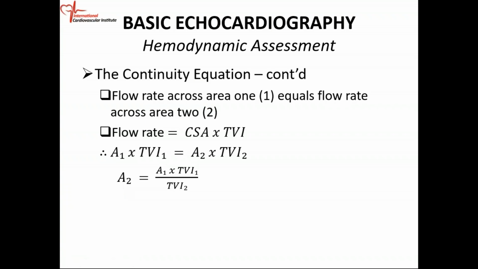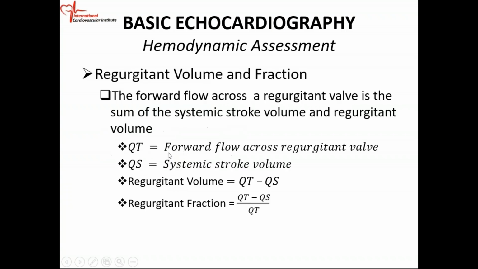Because we know the flow across the LVOT. We can measure the diameter of the LVOT, and we can get the area of the LVOT. In the 5-chamber view, we can get the Doppler of the LVOT. We can also get the Doppler across the aortic valve. We can't get the aortic valve area by just looking at it, so we have to calculate it. And we use the continuity equation to calculate the aortic valve area.